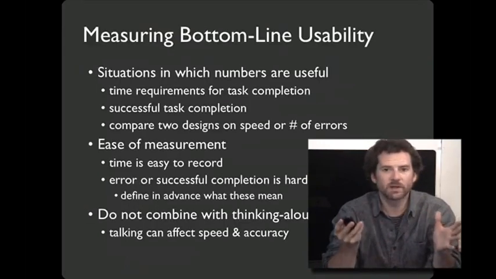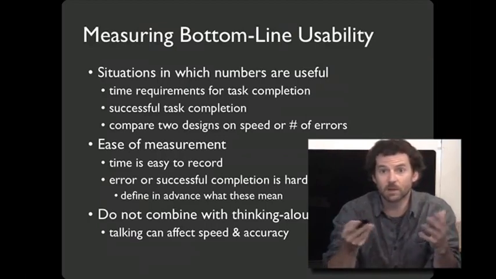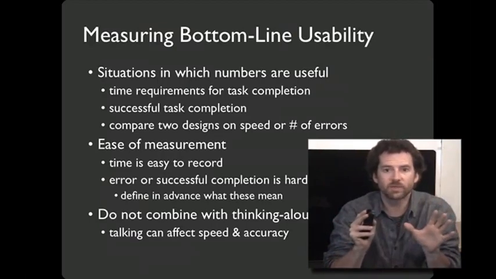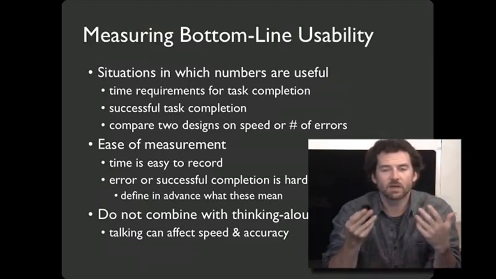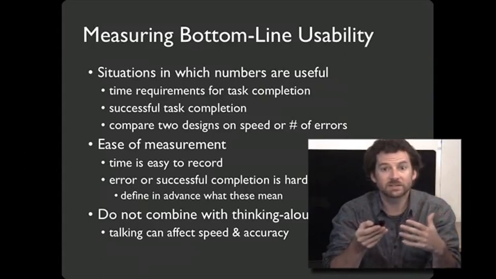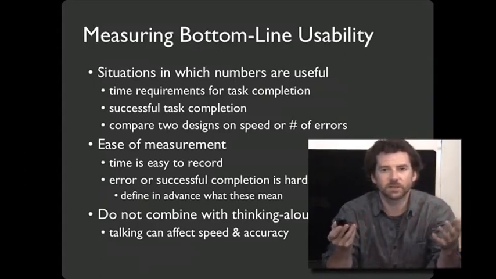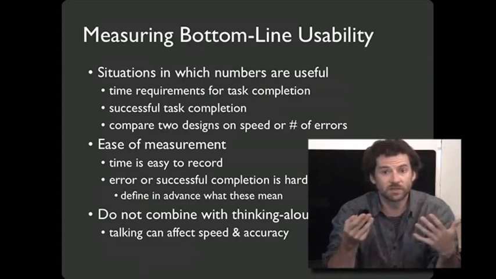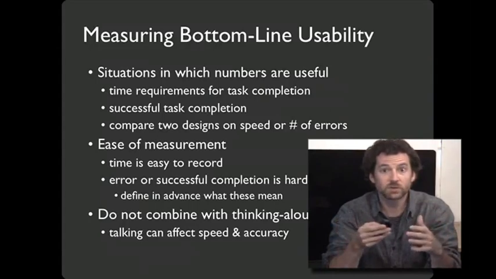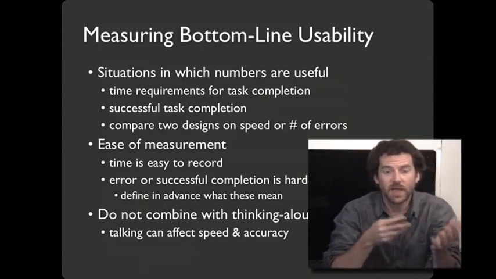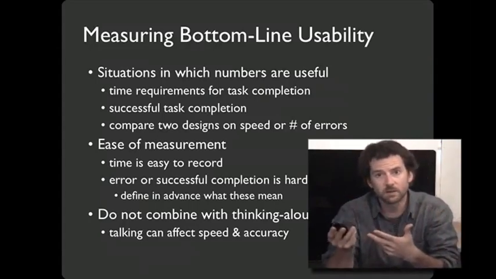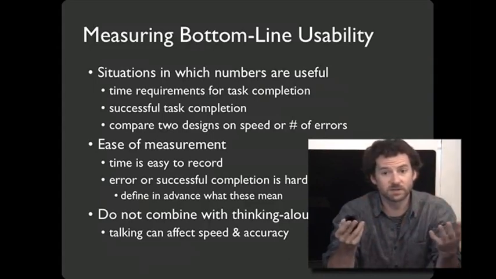Bottom line numbers are great for things like task completion time. Did my interface speed people up or increase completion rate? But don't combine it with think aloud. The reason? Think aloud slows you down, and it slows different people down differently. And so the variance in task completion time introduced by think aloud means that it just doesn't make that much sense anymore. So if you care both about the numbers and about getting the think aloud data, you may want to run those as separate studies.